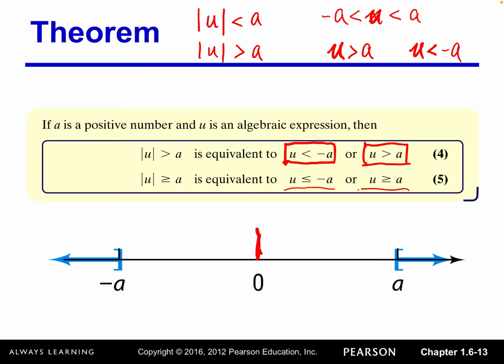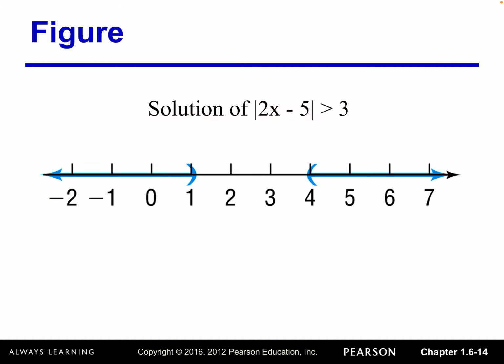If you look at the graph, here is the 0. So the distance away is more than A units from 0. In the positive case, you will be more on the right hand side of the boundary, and the negative case will be more on the left hand side of the boundary. Right? All right, let's look at an example.